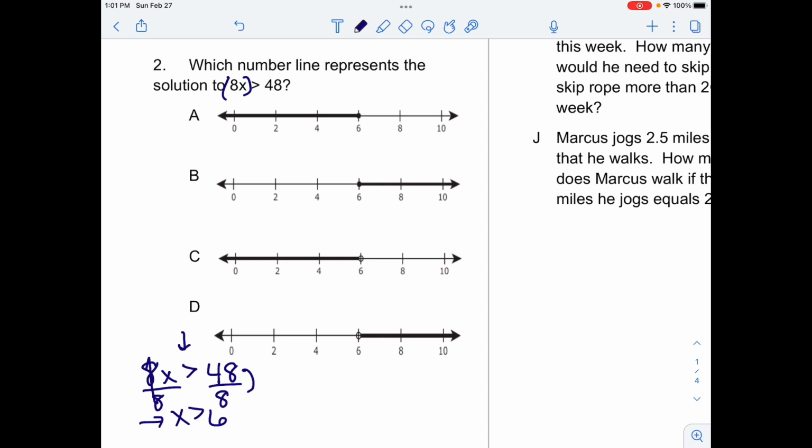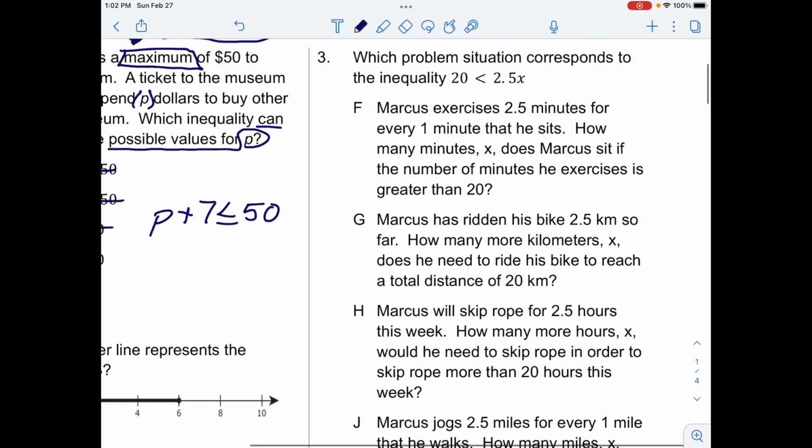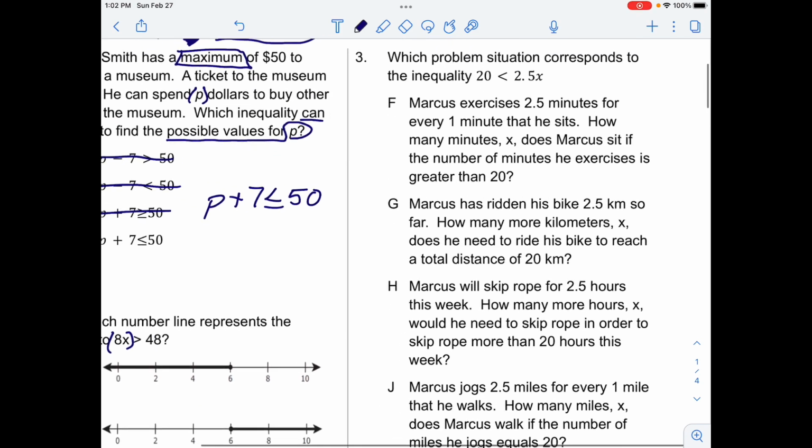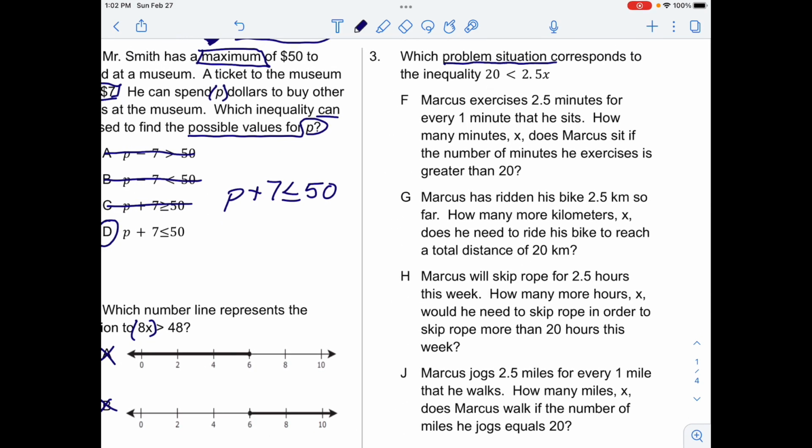Well, I know that it's greater than, so that means any value that is greater than 6, so it's not going to include 6. So A and B are out. Now it's between C and D, so I have a 50-50 chance. Well, x needs to be greater than 6, so if it's going to the right of 6, that means my numbers are going to be greater than 6, so my answer is D. Good job.